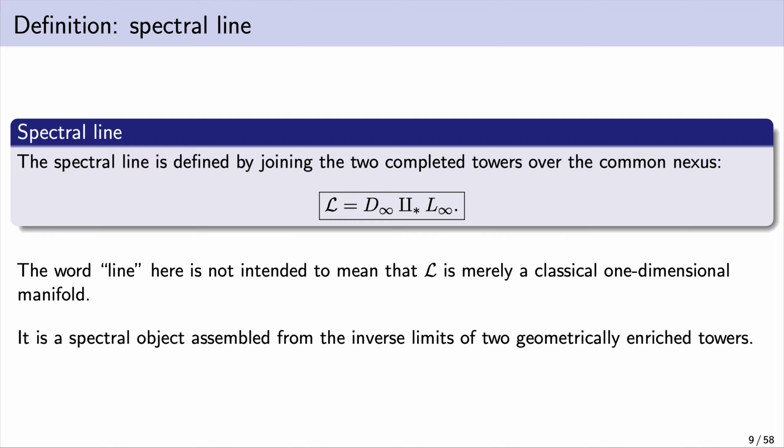And the word line is not intended to mean that the spectral line is literally a one-dimensional manifold. Rather, it is much different than that. It's a spectral object assembled from inverse limits of geometrically enriched towers. So do not confuse this, as the name boils it down to something simpler, but it's not literally a line in the manifold sense.